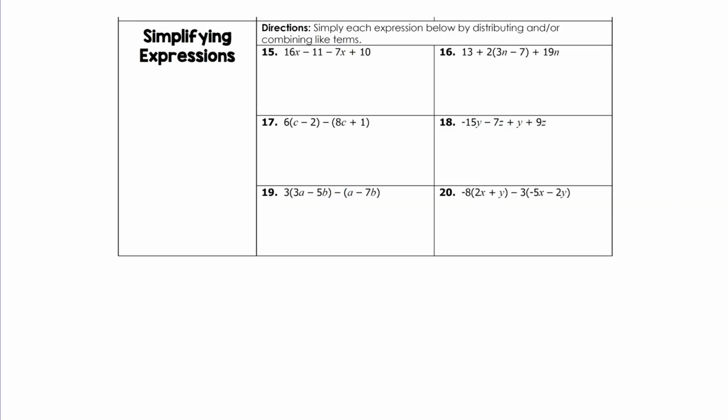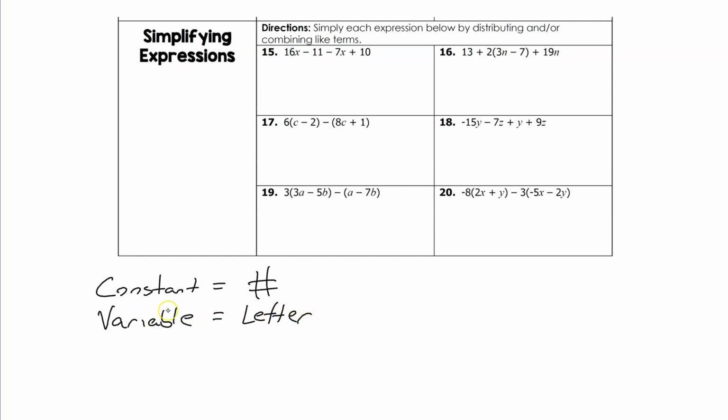All right, so now we're into simplifying expressions. Simplify each expression below by distributing and or combining like terms. So that means when we just get simplify, we're not solving it, we're just combining our like terms. Now remember, like terms are anything where it's a constant, that just equals some number, a variable, which is a letter.